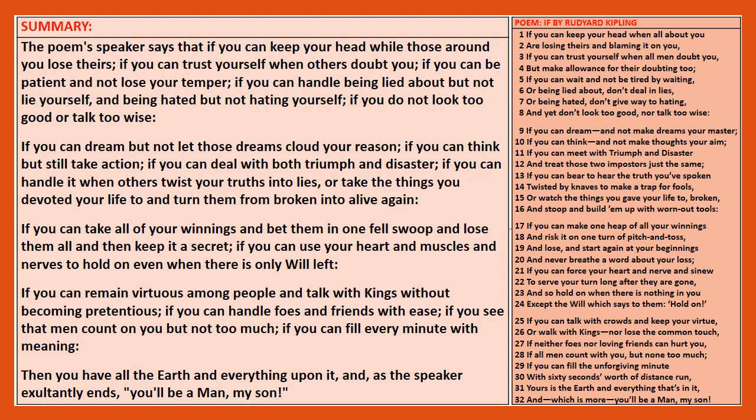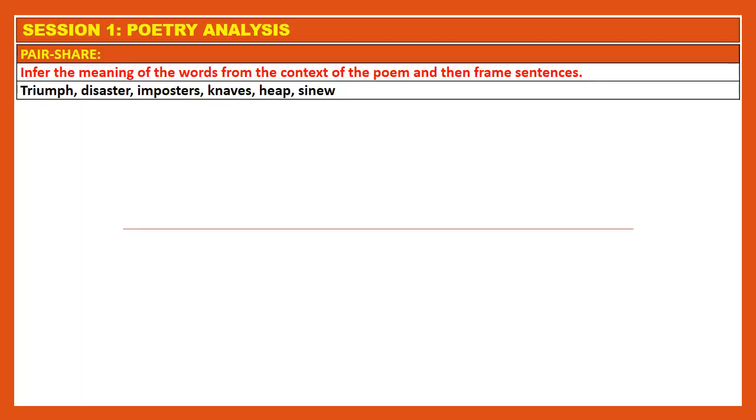Read the poem, which lists a set of conditionals for the speaker's son to follow in order to become an ideal man. The poem summarizes a father's advice to his son on how to perceive the world and life's challenges so that he can both learn from his experiences and resolutely overcome barriers. In Session 1, we will be dealing with poetry analysis.